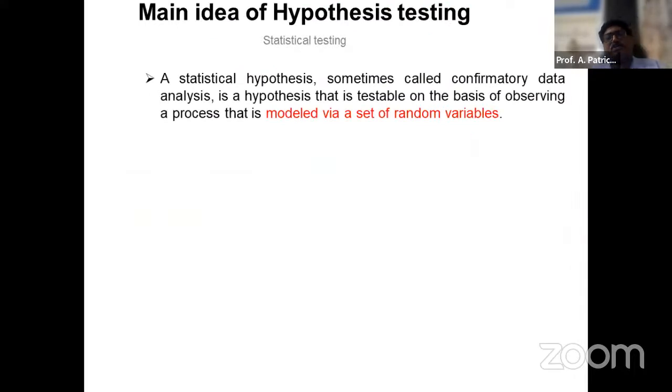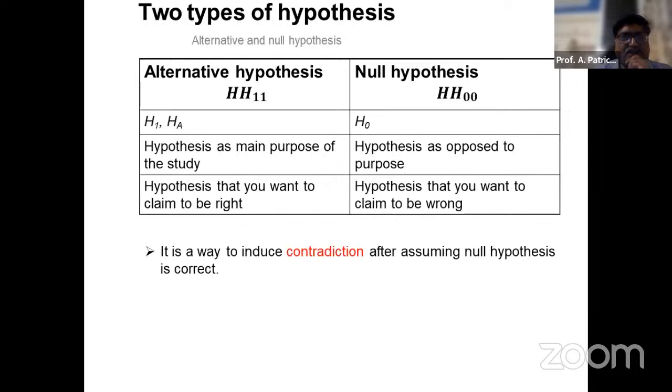So what is a statistical hypothesis? Sometimes we call it confirmatory data analysis. It is something which is testable. It is based on my observation, I draw a tentative or temporary conclusion, and I'm trying to analyze it. So there is the null hypothesis, which I denote simply as H0, and the alternate hypothesis, which I say is H1 or HA. The hypothesis which is opposed to the purpose I'm trying to work on is called null. So it always talks about status quo, no change, no effect. The alternate is the hypothesis I'm trying to study, and this is what I want to claim to be right, or at times wrong. So that's the basic difference between null and alternate.